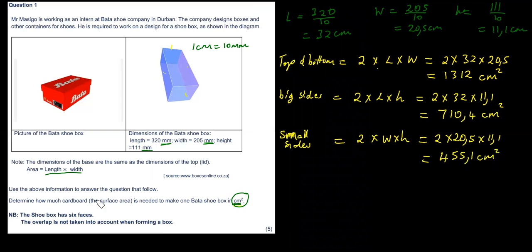Now we are to determine how much cardboard surface area is needed to make one cardboard. So we're going to add everything here. So we know that this is going to be the total surface area. Total surface area is going to be equal to 1,312 plus 710,4 plus 455,1. Then what do we get as a final answer?